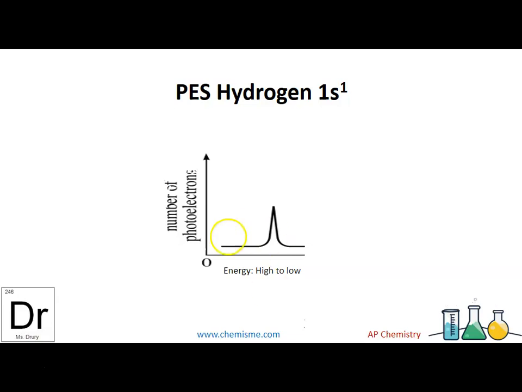The graph is how many electrons it has, which is on the y-axis, and only has one, versus how much energy it took to eject it. So we only have one peak because there's only one electron.